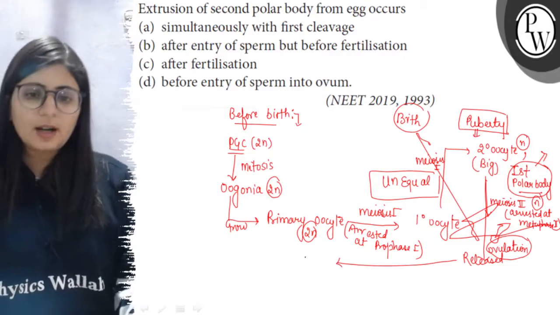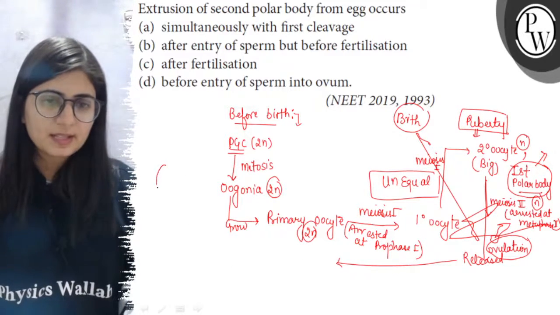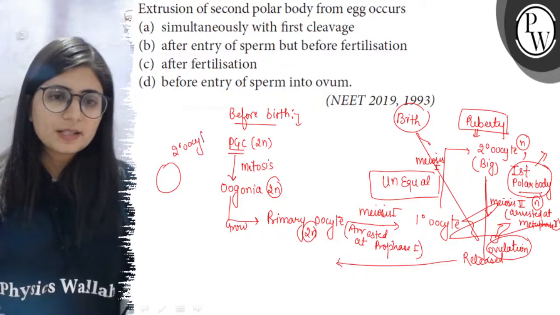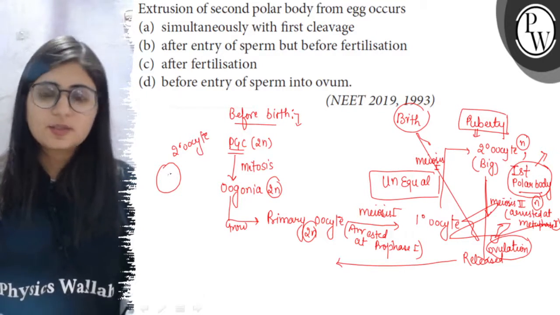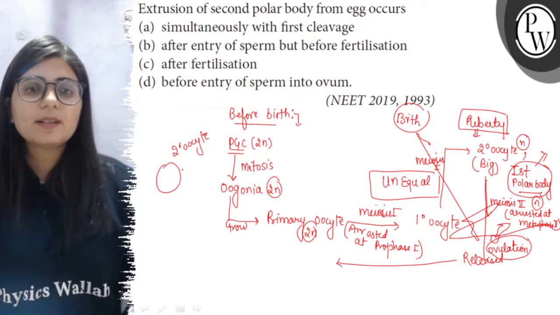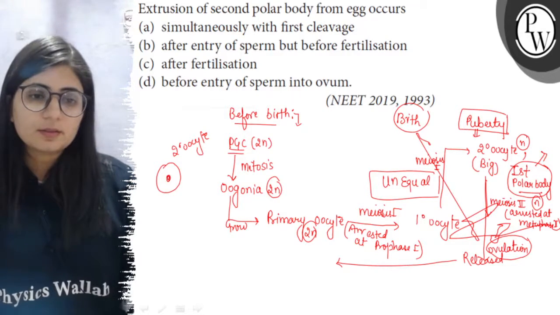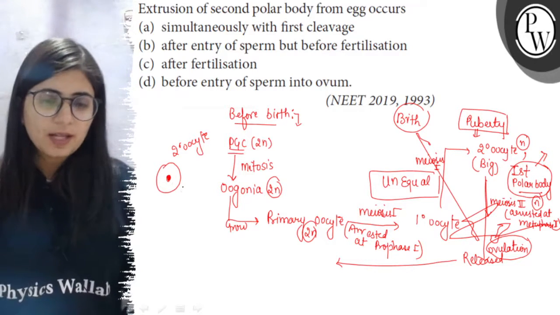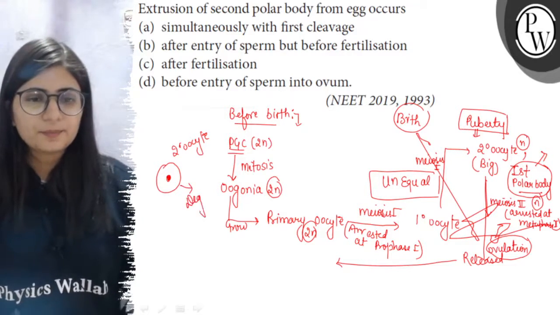Now there are two possibilities. Suppose this is the secondary oocyte released from the ovary. Two cases are possible. One is that there is no fertilization, meaning it does not fuse with or receive a sperm. In that case it will degenerate.